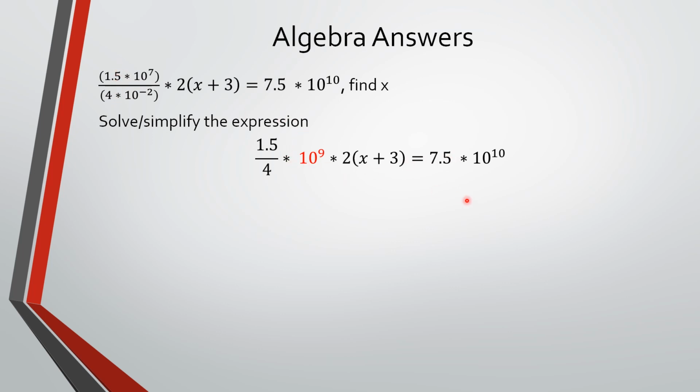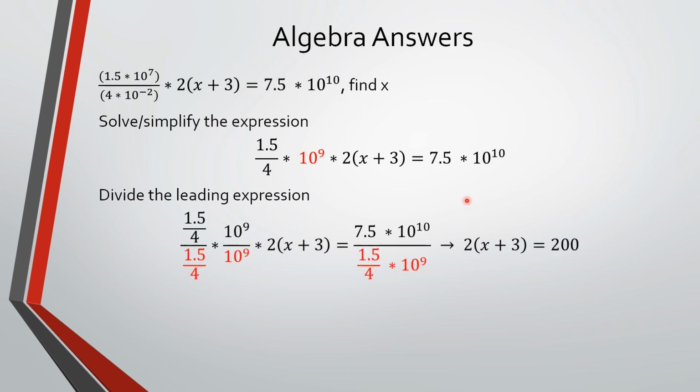And then we keep all the rest of the equation, but divide the leading expression. So we'll just divide this out. We don't need this expression anymore. We'll divide it out over here. You can use your rules here where you multiply by the inverse and everything. But this will be the negative, so this would just become 10 and all this, but it becomes 200.